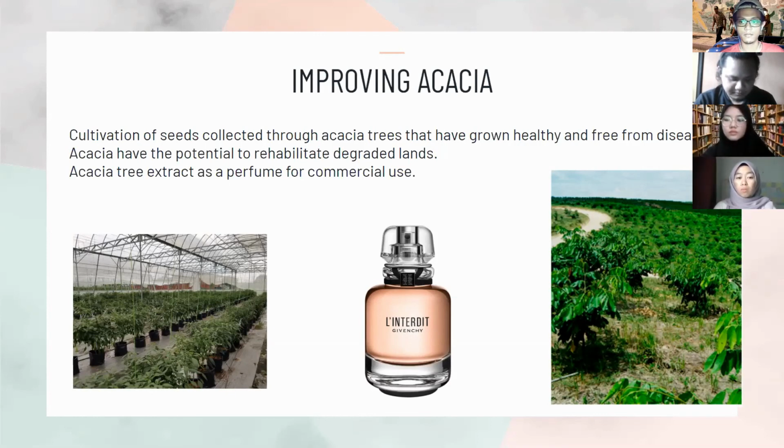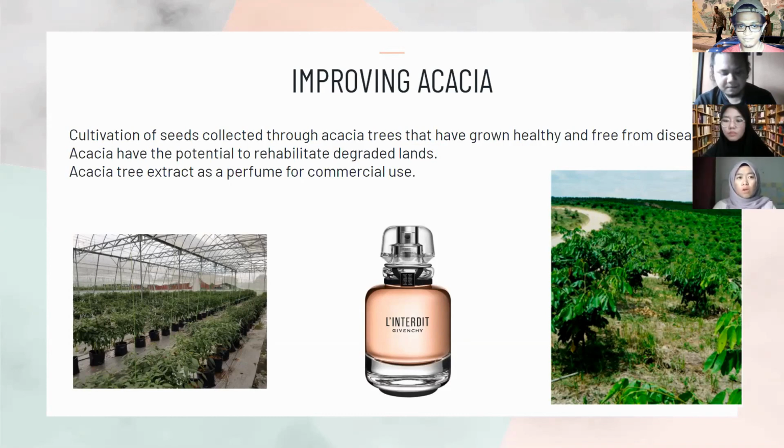Research and development should also be carried out more critically to help improve the quality of acacia wood without relying on high cost chemicals. Second, acacia has the potential to rehabilitate degraded land. If we plant acacia to restore soil biodiversity and the conservation value of the degraded ecosystem, it has the potential to restore the nutrient cycle in the degraded ecosystem. Third, acacia tree extract can be used as a perfume for commercial use.